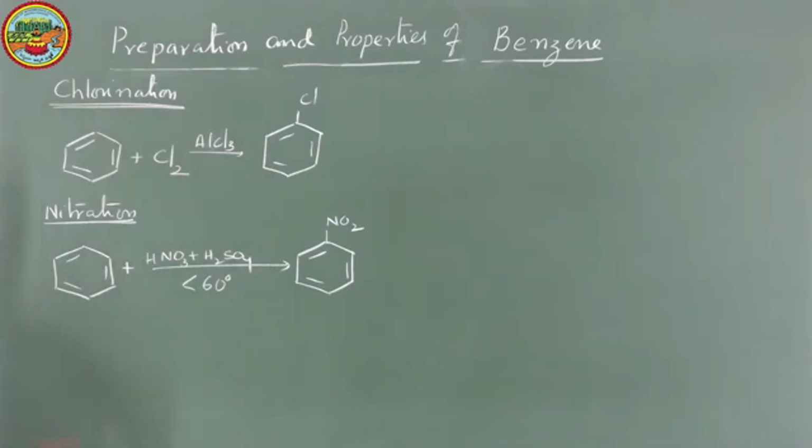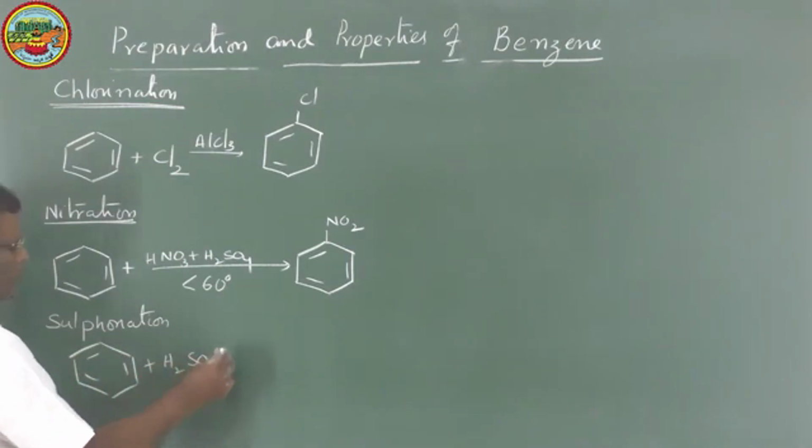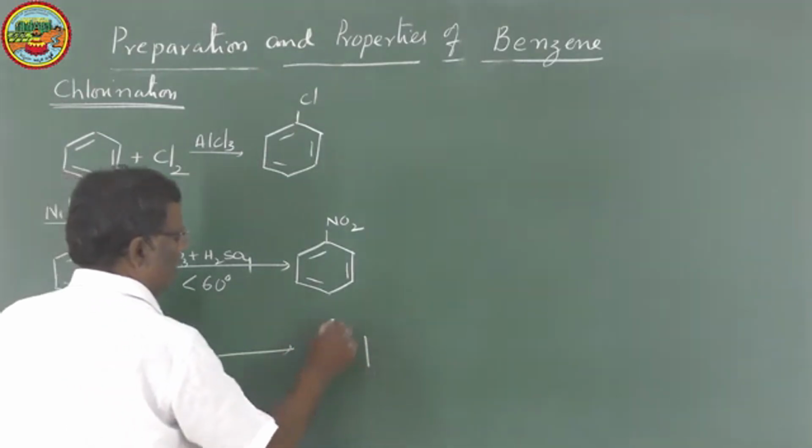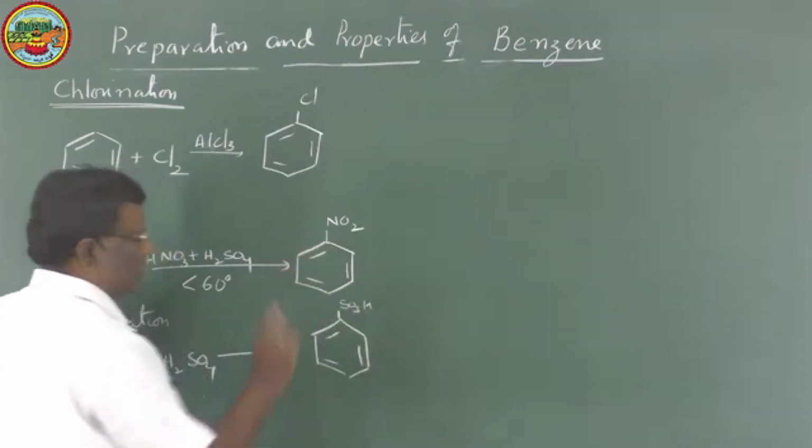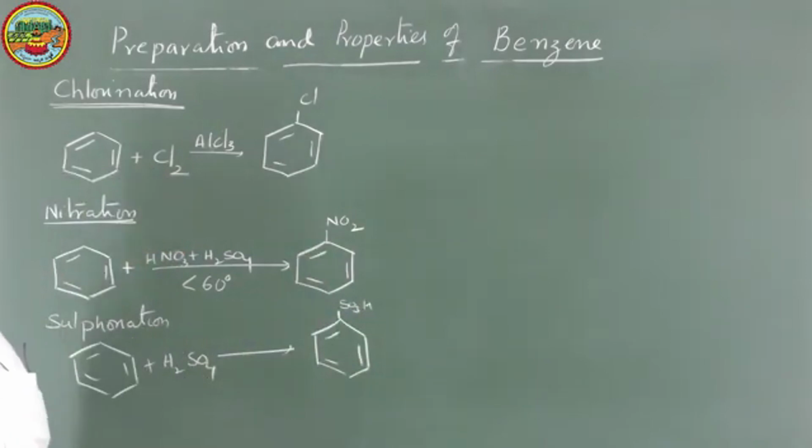Then the third one, sulfonation. Addition of a sulfonic group. When benzene is heated with vapors of sulfuric acid or oleum, H2SO4, at nearly 450 degrees centigrade, an SO3H group is substituted. This is called benzene sulfonic acid.